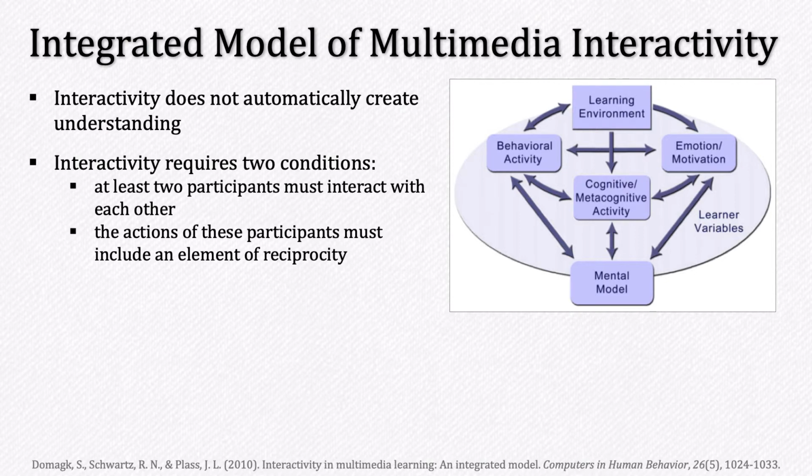Interactivity itself actually requires two conditions. There has to be at least two participants or two things, two elements interacting with each other. The actions of those participants must include an element of reciprocity, which means that change occurs on both sides. The actions of one party trigger responses from the other, which in turn leads to changes in the first, and so on and so forth.